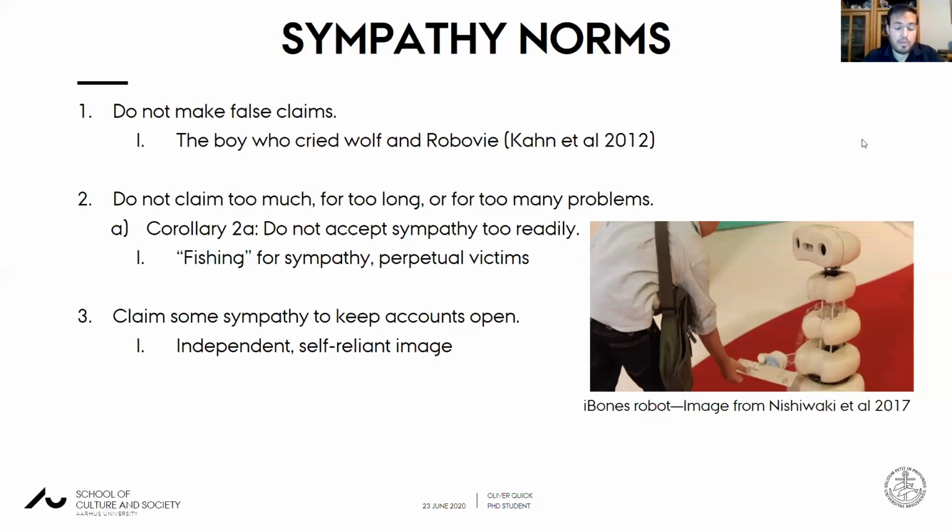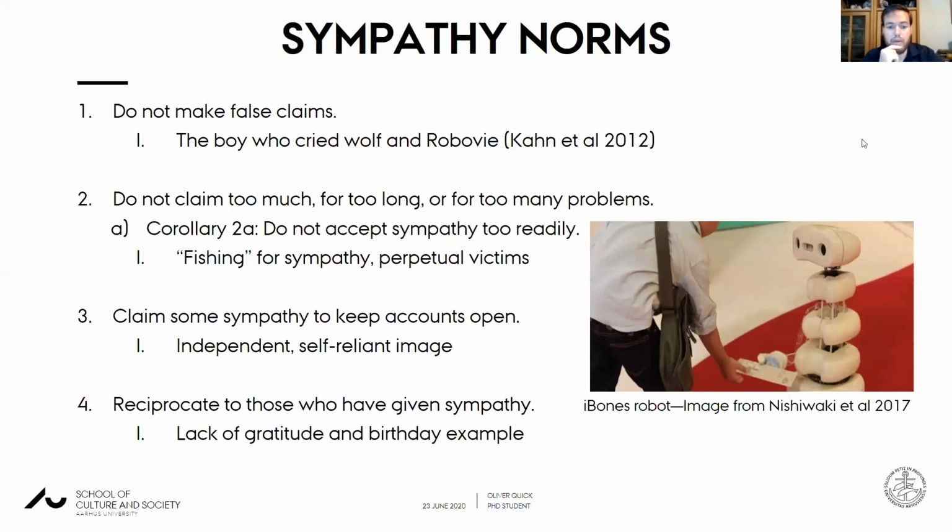And Clark suggests that people like this, if they really want sympathy, will eventually have to simply find a new network. I'm not sure that you couldn't change your image and open up and get the sympathy that way, but in any case, if you never claim sympathy, you cut yourself off from the sympathy market.